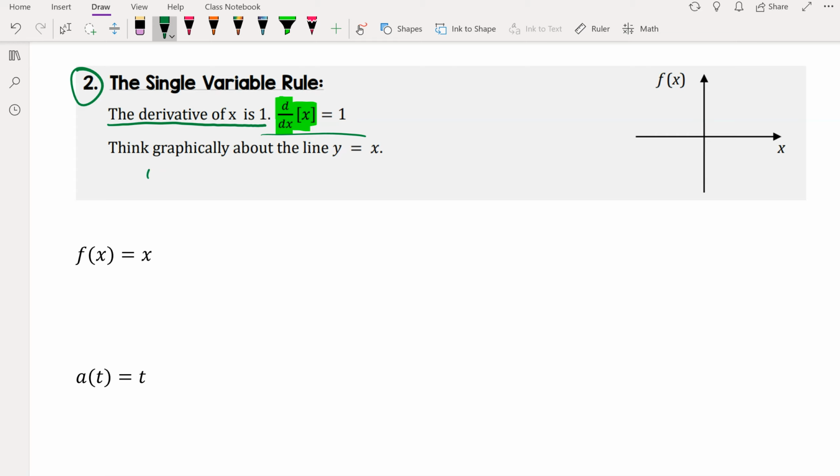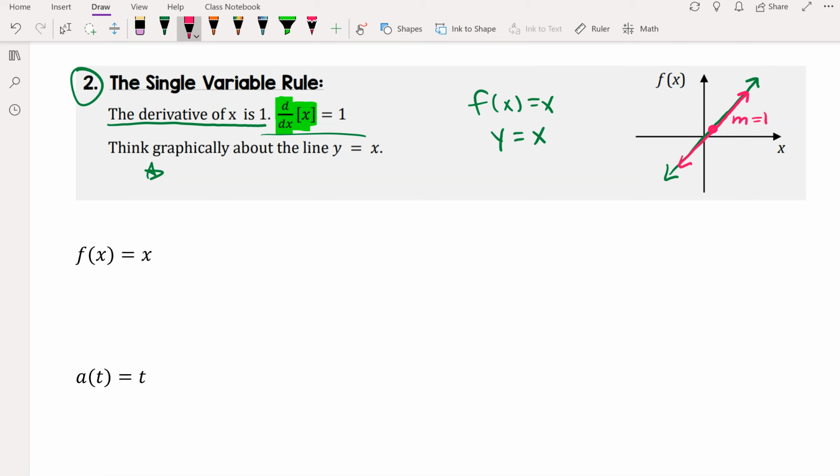And then think graphically about the line y equals x. So let me draw that for us really quick. This is the line y equals x. So let's say f of x equals x, which means y equals x, because f of x is the same as y. All right, well, remember, derivative is the slope of the tangent line. For a straight line, for a linear function, the tangent sits right on top of that function. And what is the slope? m equals 1. Because the line is a straight line with a slope of 1. The y equals x line.